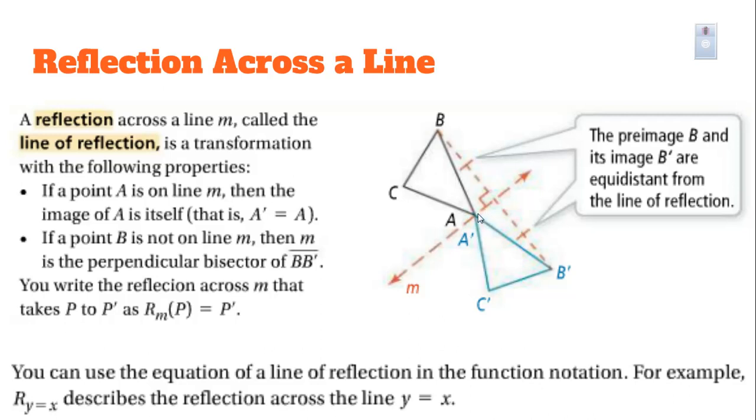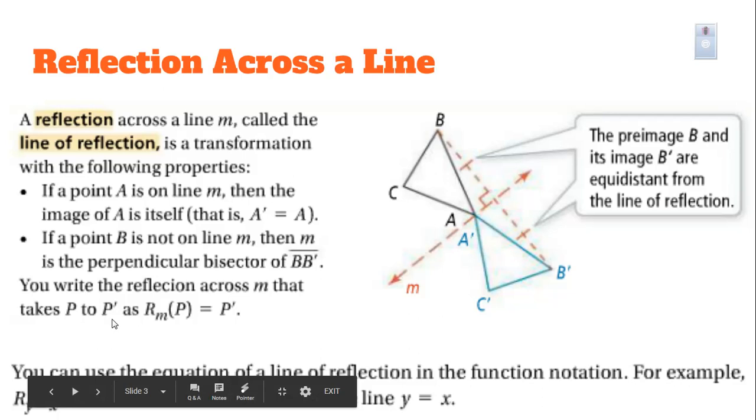If a point is not on the line, like B is not, then the line of reflection is the perpendicular bisector of BB prime. That means if I drew a line from B to B prime, it would be perpendicular to the line of reflection. You write the reflection across M that takes P to P prime as R sub M of point P equals P prime.